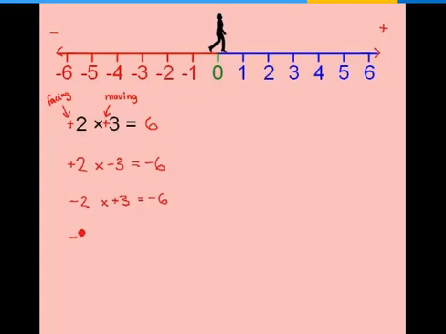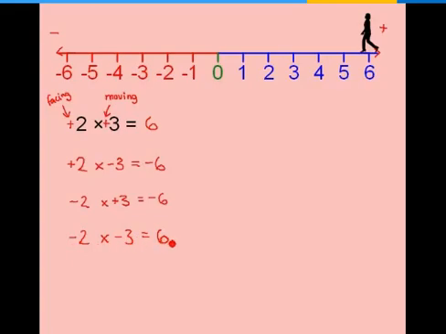Finally, let's look at minus 2 times minus 3. Remember, this tells us the direction she's facing, so she needs to be facing the negative direction. She's going to take 2 steps at a time. She's going to move this time backwards, and she's going to do that 3 times. So that's 2 steps backwards once, twice, 3 times, and we can see that this time she stopped at the number 6. So negative 2 times negative 3 gives us a positive 6, or minus 2 times minus 3 is 6.